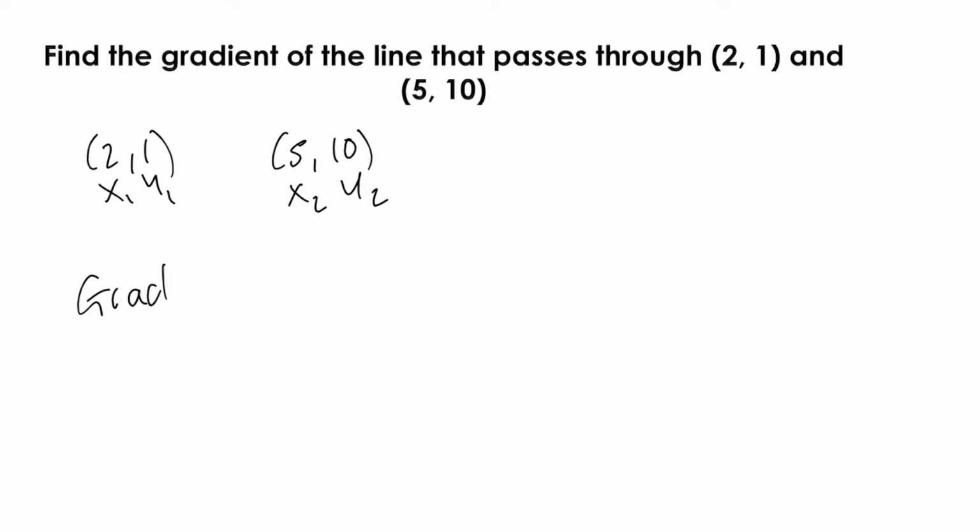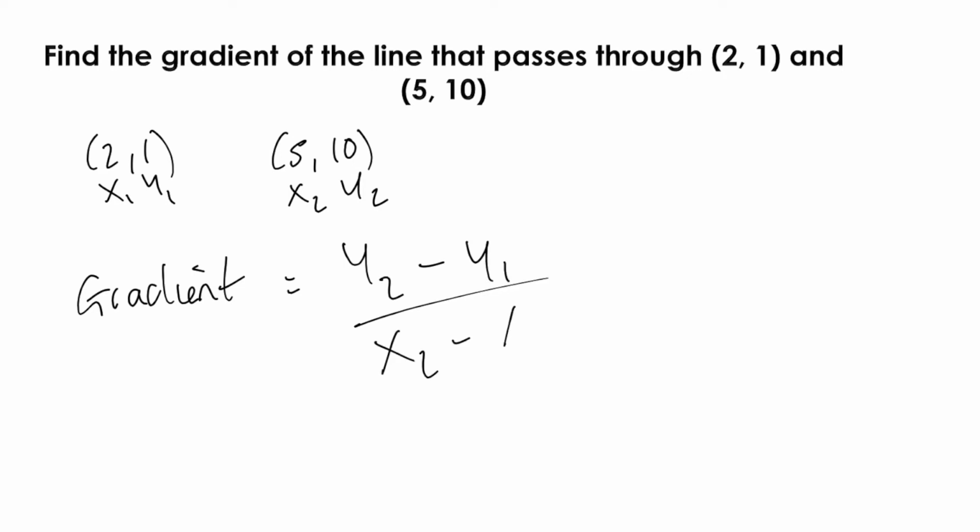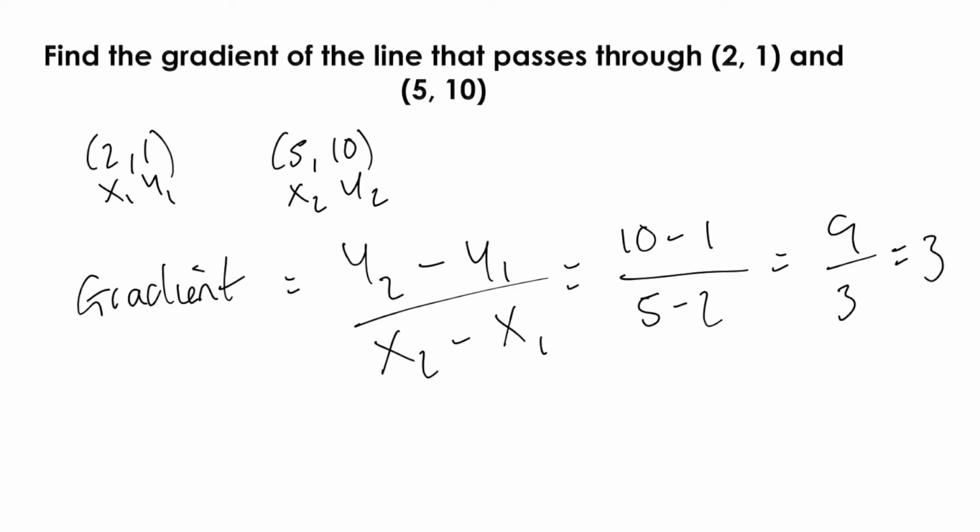We're going to be using this equation: gradient is equal to y2 minus y1 over x2 minus x1. We have 10 minus 1 over 5 minus 2, 9 over 3. Therefore, the gradient is equal to 3.